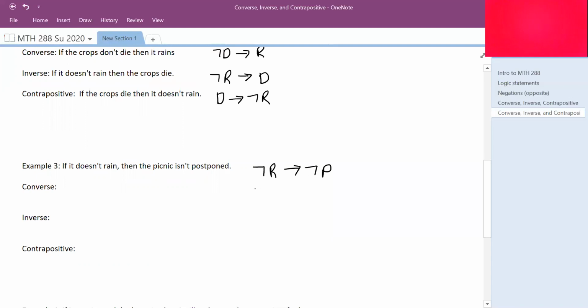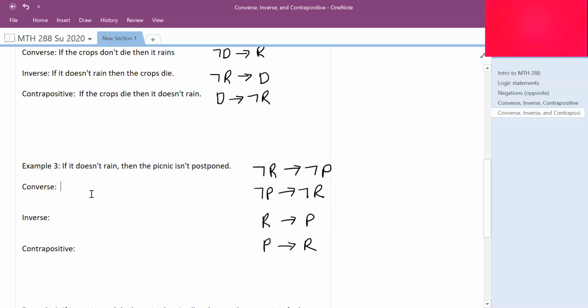The converse would be just switching those, to put the not R in the front and then the not P. The inverse would leave the P and R first and second, but the nots would be gone because the opposite of not is something. The contrapositive would swap them and do their opposites.